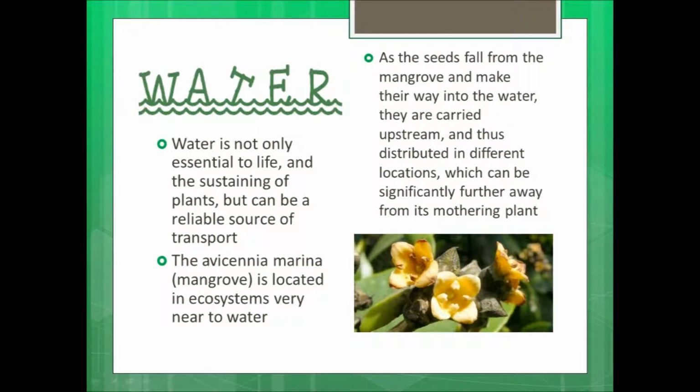The Avicennia marina, more commonly known as a mangrove, is located distinctly by waterways, for the reason that their seeds are carried upstream and therefore redistributed in locations far from their mothering plant.